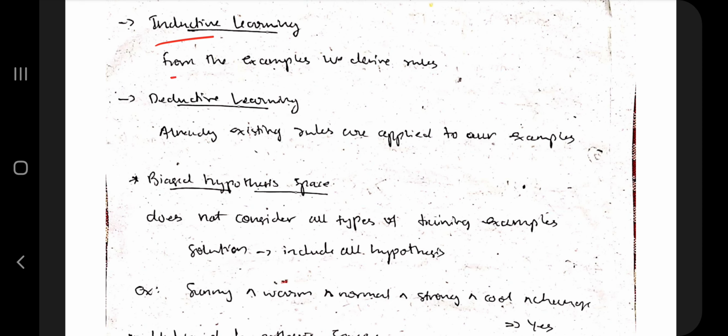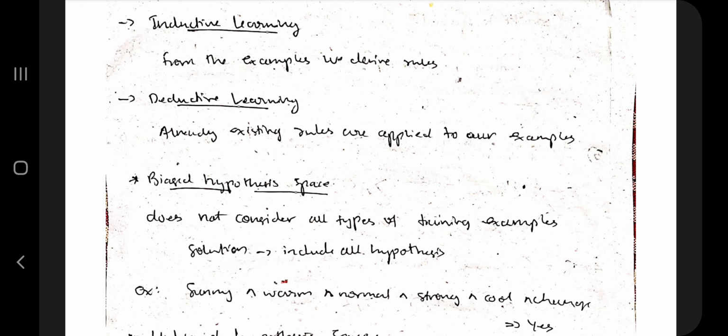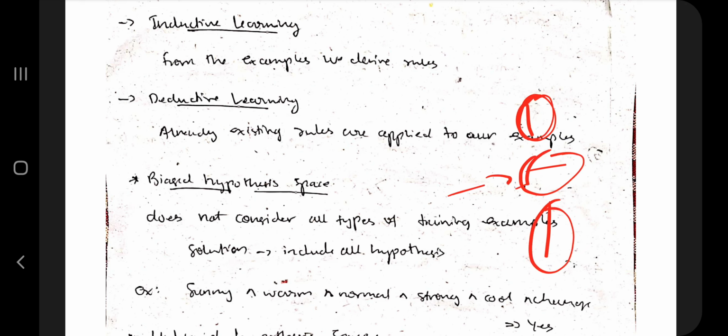Inductive learning means from the examples we will derive rules. There are some examples given, and from them we derive that this rule is there. For example: I like mango, I like apple, I like orange. Mango, and I don't like apples. I like mango, I don't like apple, I like orange. From that, the conclusion I can form is that I like orange color fruits, and I don't like red color fruit. That is what is called inductive learning. From the examples, we are deriving the rule that I like orange color fruit.